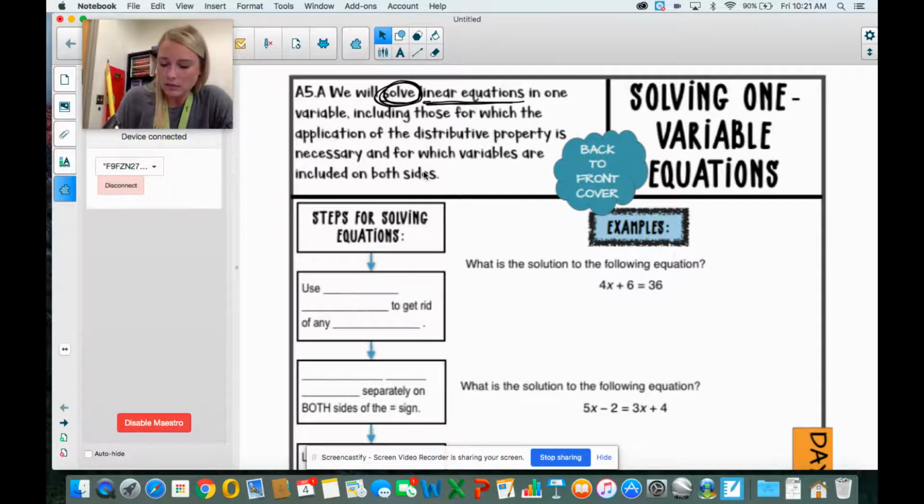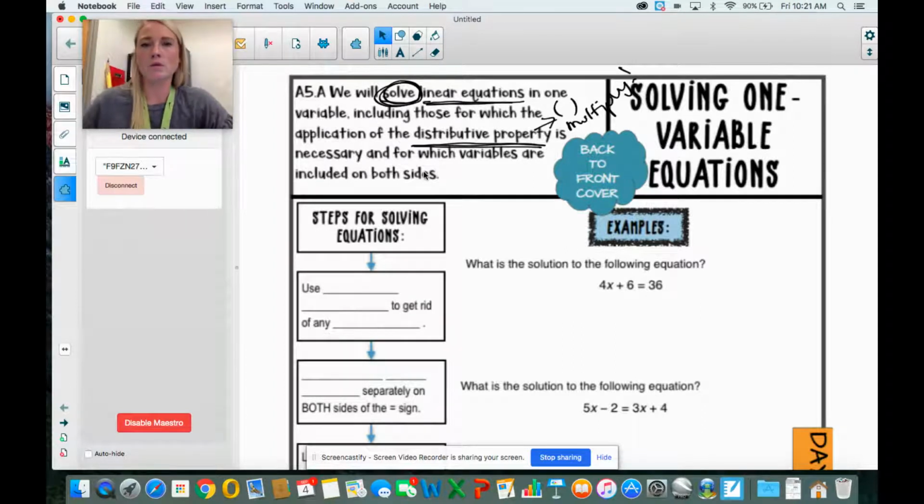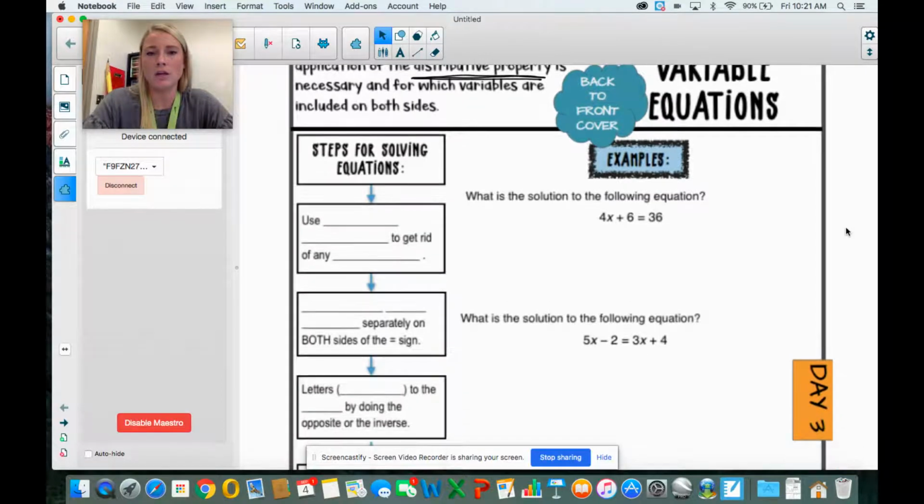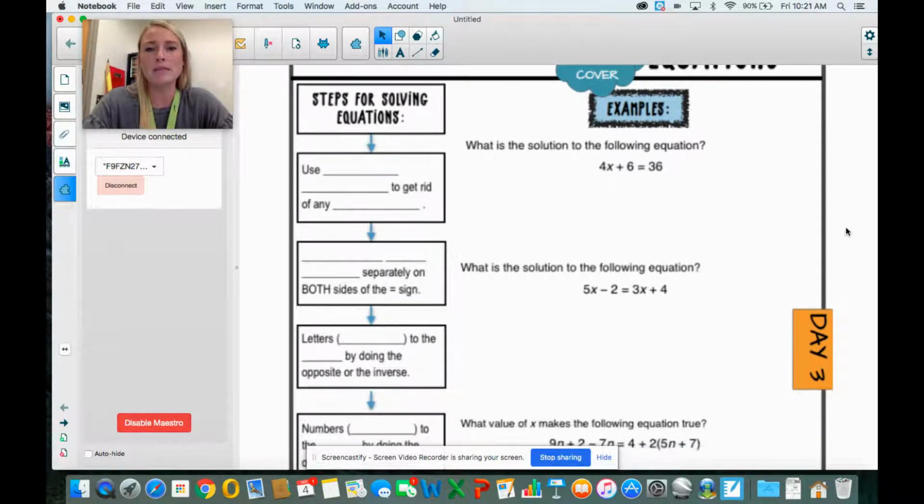They also tell us that the distributive property is going to be included. Remember, parentheses tell us to do what? Multiply. Okay, so see if you can squeeze that in. Parentheses always tell us to multiply. That's your distributive property. If you have parentheses, you have to do that first. Okay, so let's get into this. Let's actually talk about the steps for solving equations, and then we'll do some examples.